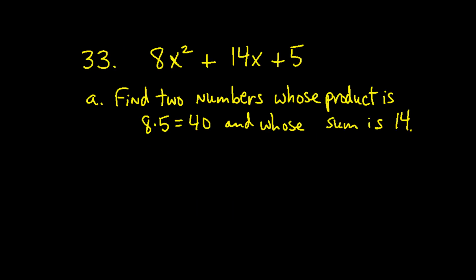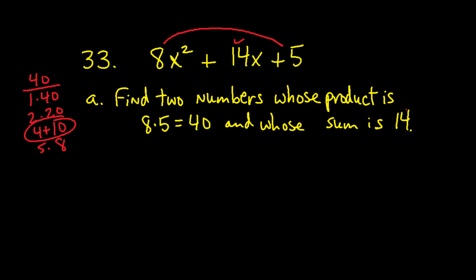Number 33 has 3 parts. The first part is to find two numbers whose product is the 8 times 5, or 40, that adds up to 14. So you've got to think of what are all the multiples of 40. So we have to start with the multiples of 40. What multiplies to be 40? 1 times 40, 2 times 20, 4 times 10, 5 times 8. But we have the pair already. 4 plus 10 would be 14, and 4 times 10 is 40.